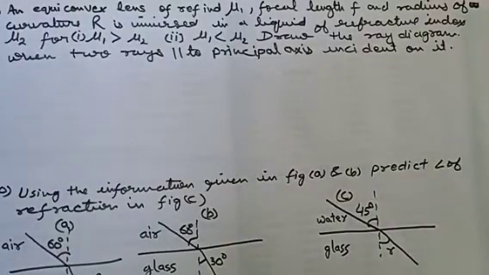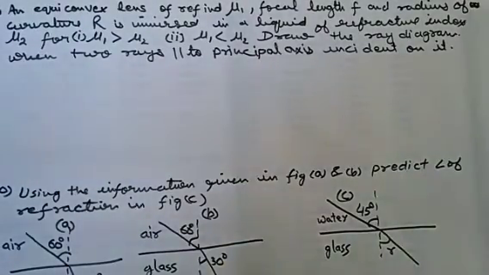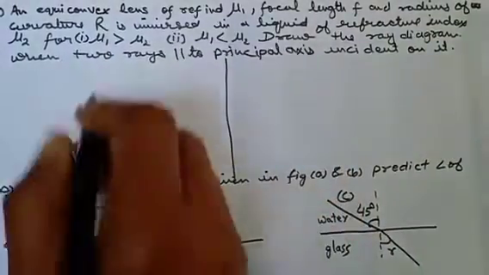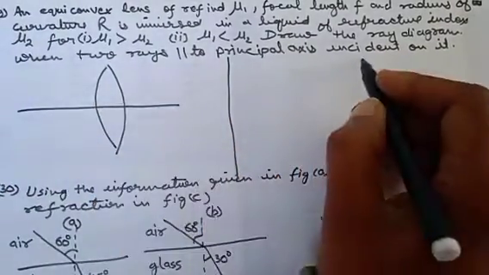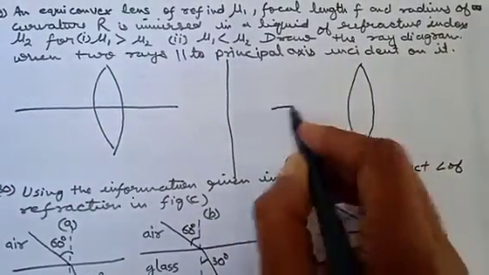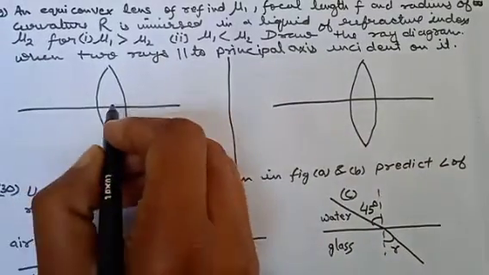An equiconvex lens, equi means convex on both sides, equi, bi, double, all of these are names for simply a convex lens, curved on both sides, with refractive index mu1, focal length f, radius of curvature r, is immersed in a liquid of refractive index mu2. For mu1 greater than mu2, and mu1 less than mu2, draw the ray diagram. Okay, so they have asked to draw a ray diagram, and it's a very easy question.